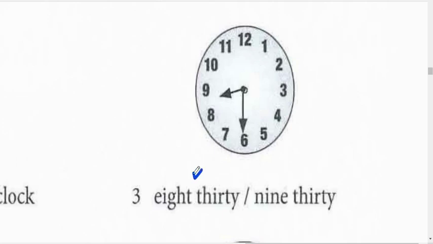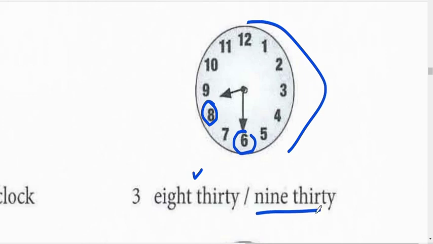It's 8:30. Why? Because the long hand showing in here is actually between 8 and 9, because that's 30 minutes. It's half of the hour, it's 30 minutes. So that's not the 9:30, but the correct one is 8:30.